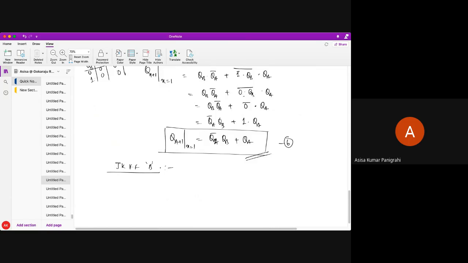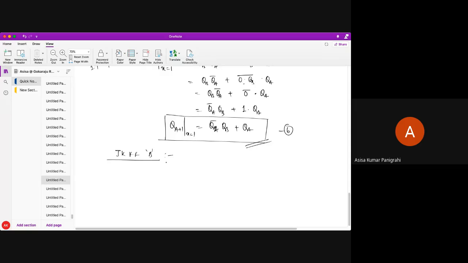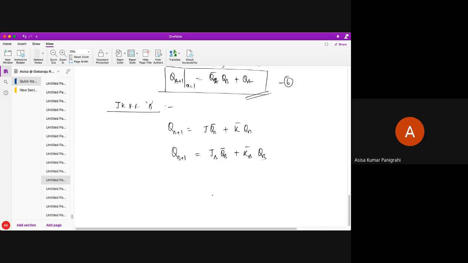Parvez, did you understand? Yes, sir. Okay. So now we'll go for JK flip-flop B. For JK flip-flop B, again what it will be? As we know the characteristic equation Qn plus 1, which is nothing else J Qn bar plus K bar Qn. So since it's flip-flop B, I can make it QB plus 1 is JB QB bar plus KB bar QB. Okay. So this is my transition equation for the JK flip-flop B.